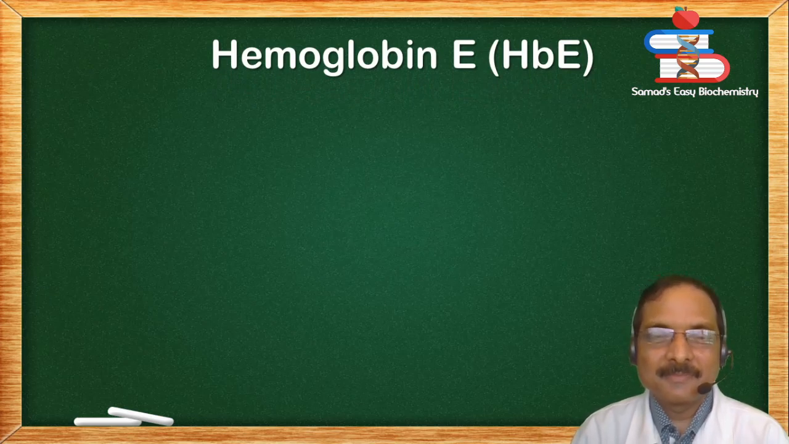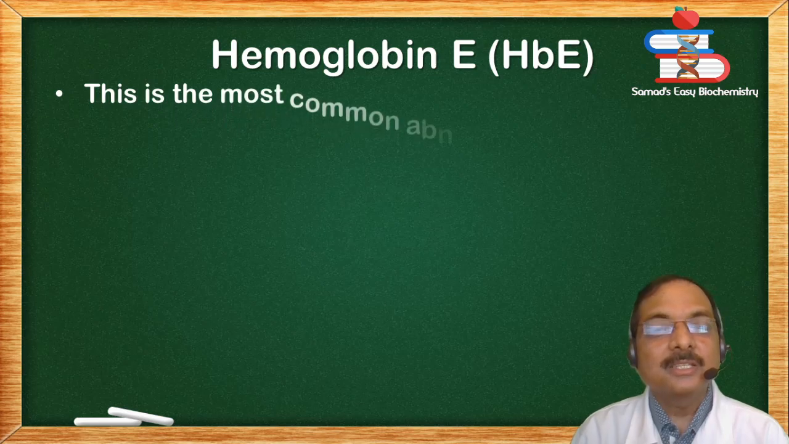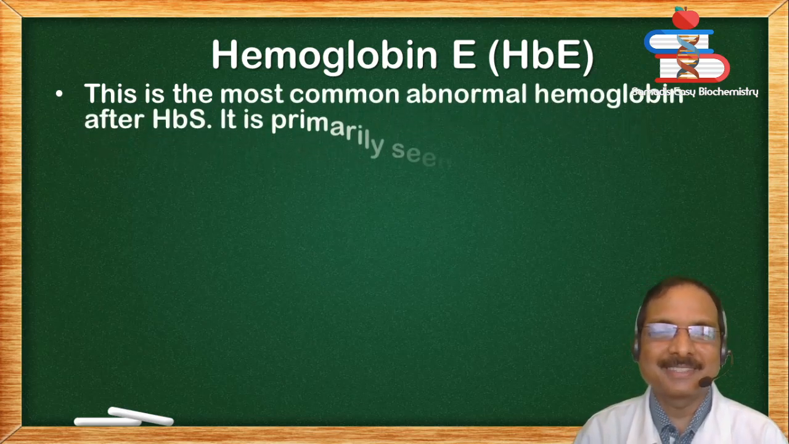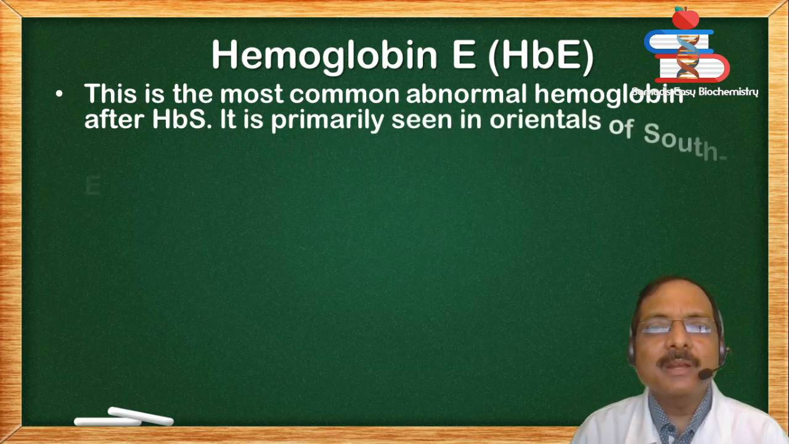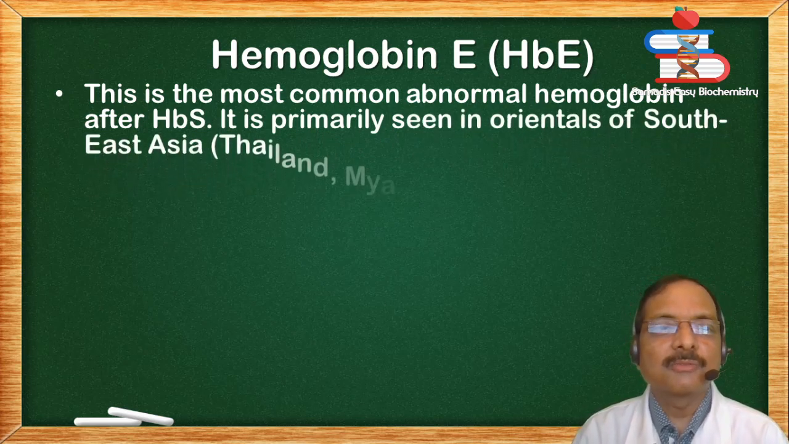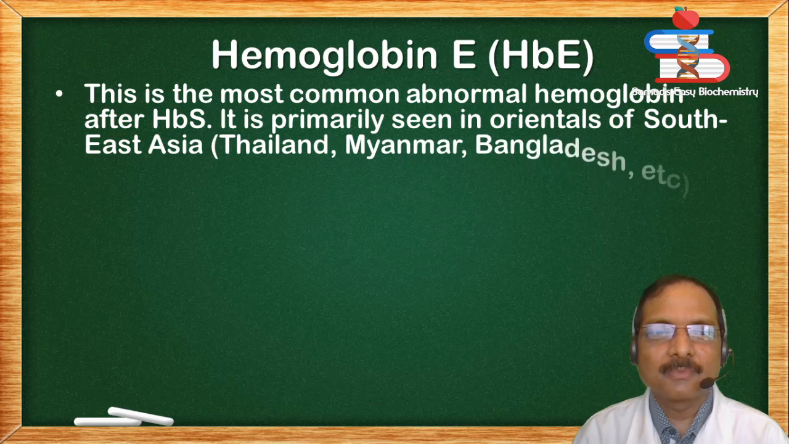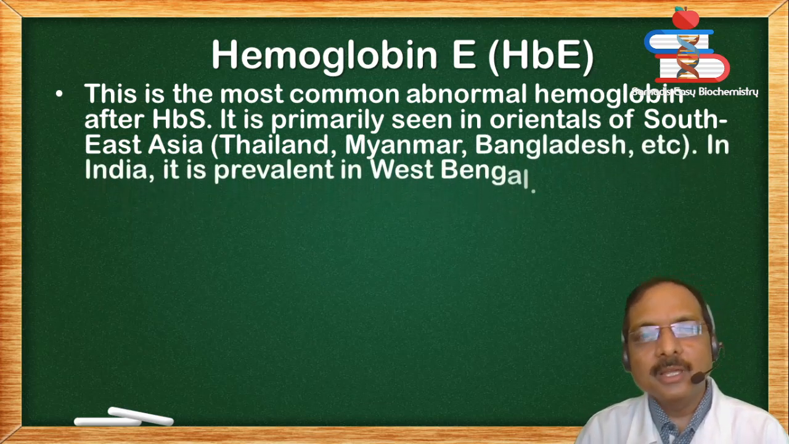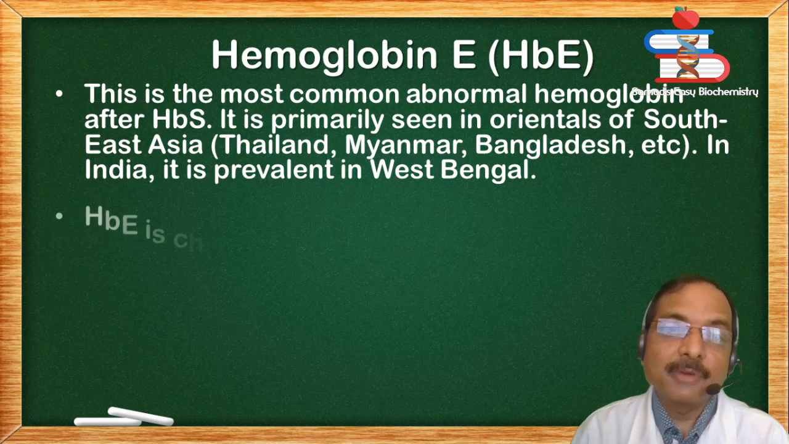Hemoglobin E or HbE. This is the most common abnormal hemoglobin after HbS. It is primarily seen in Orientals of Southeast Asia, countries like Thailand, Myanmar, Bangladesh, etc. In India, it is prevalent in West Bengal.